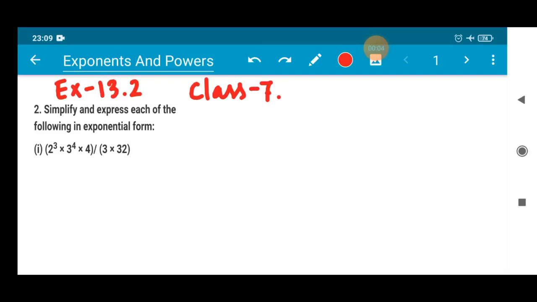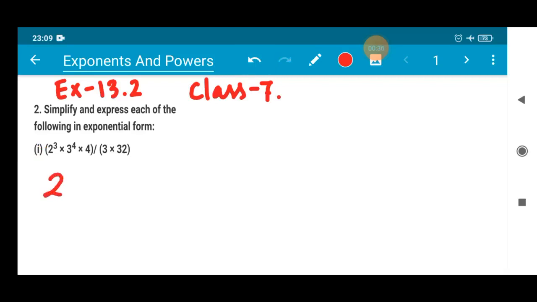So in today's session we are going to do question number 2 from exercise 13.2 from chapter number 13, Exponents and Powers, from your maths NCERT book. Question number 2 states: simplify and express each of the following in exponential form. A similar type of question we did in question number 1 in our last class. We simplified and expressed all the questions given to us in exponential form, right? So similarly we have to follow this pattern over here also.